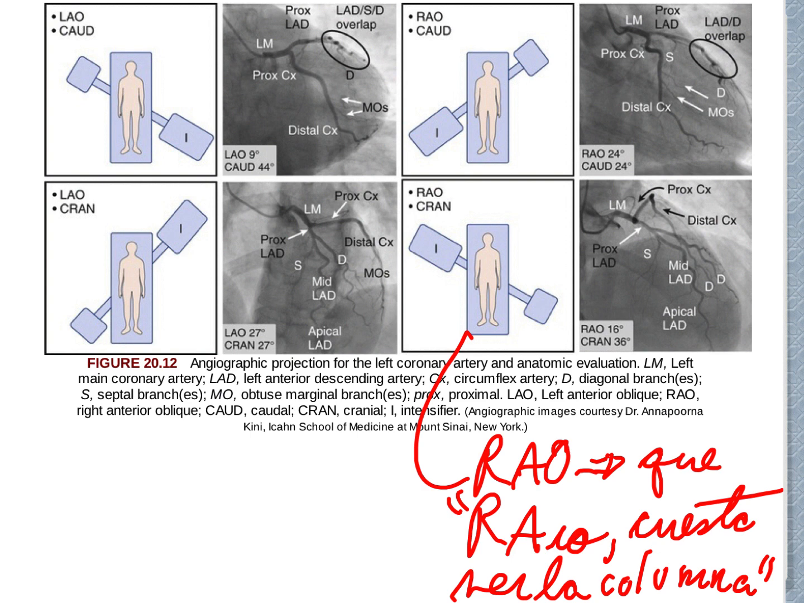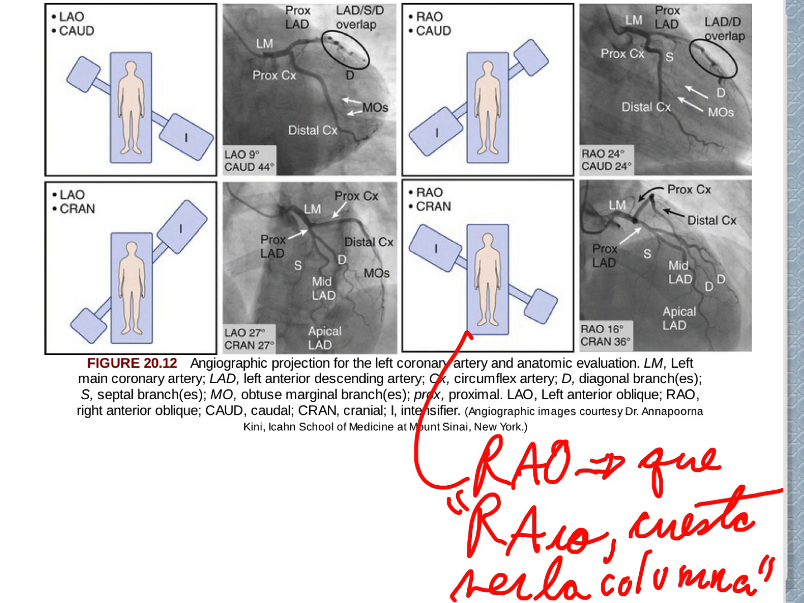So look at LAO and RAO caudal. You can see that in both you can see the circumflex pretty well. While cranial has the letter A, as in left anterior descending. So look at LAO and RAO cranial, where the LAD is seen in almost all its extension.